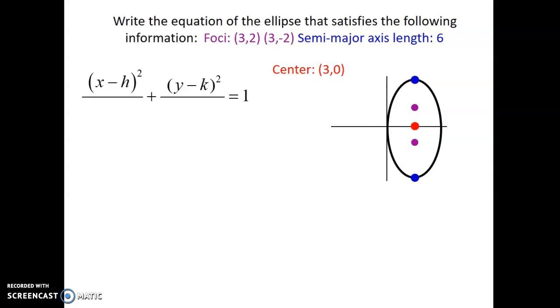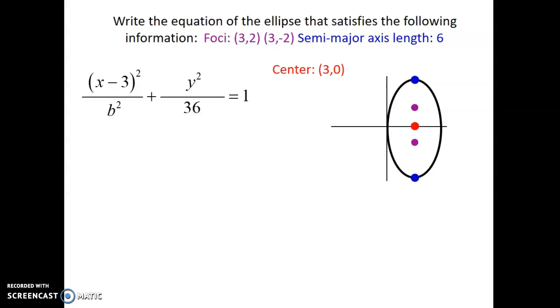All right. Since we know that the graph is vertically orientated, we can put the a squared term underneath the y value, which means the b squared goes underneath the x. With our center of h, k being 3, 0, we can put those values into our formula for the ellipse. All right, and we know that if the a value is 6, that means a squared is 36. What we need to do is find out the b value.